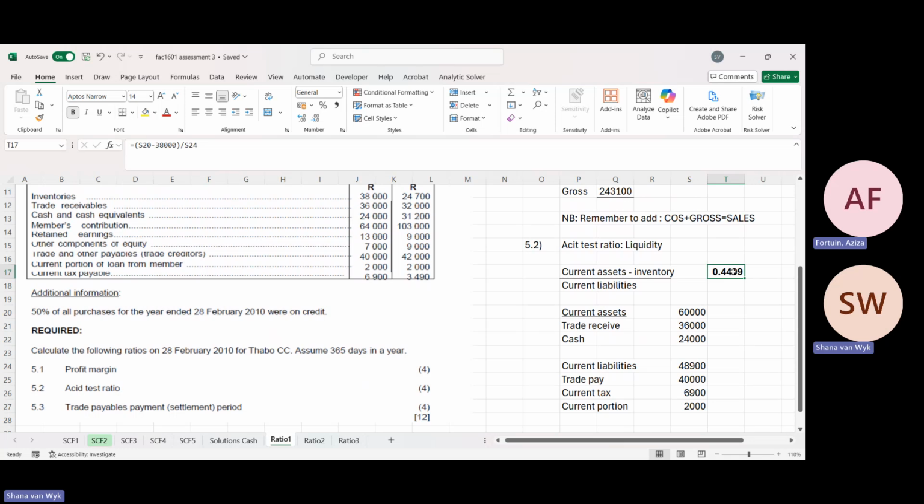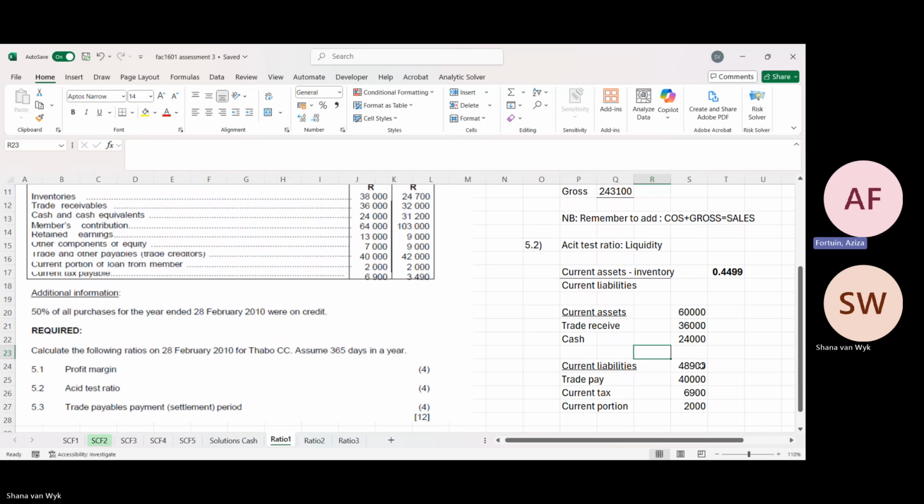So what did you have for the first one? For current assets, I only have trade receivables and cash. So you get 60,000. Current assets was 36,000 and 24,000. That's correct, 60,000, minus your inventory. Inventory was 38,000. Okay, so you minus that, and then liabilities, so it's 0.44.